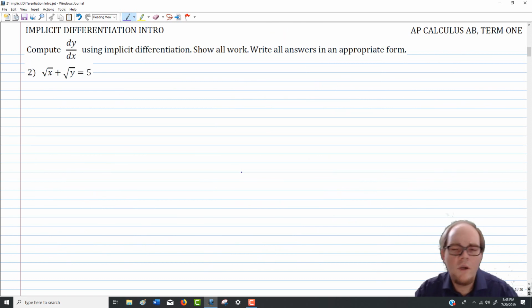Okay, next, this brings us to question number 2. I think question number 2 is actually a very straightforward question. It's just guilty of looking a little clunky and feeling a little awkward when you do that first differentiation step. So we're doing the same thing. We want dy/dx, otherwise known as y prime, and we want to show all work and write an appropriate answer.